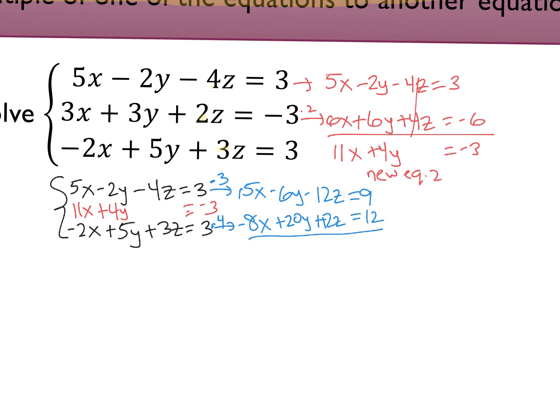When we add these down, 15 minus 8 is 7x. Negative 6 plus 20 is 14y. The z's cancel, and that equals 21. I'm going to replace the latter of my equations. This is my new equation 3. So I'm going to recopy my system from the previous step. I'm going to put old equation 2.